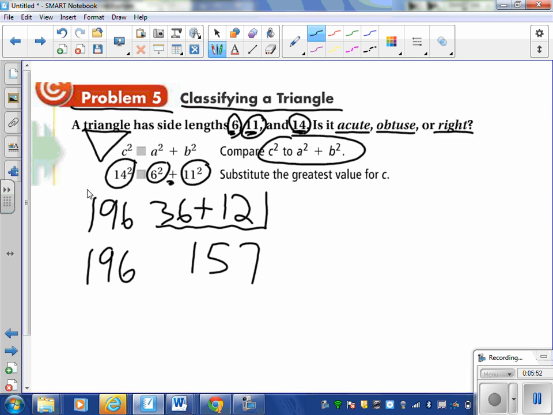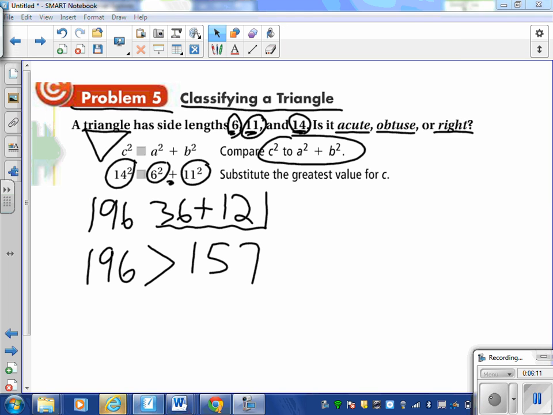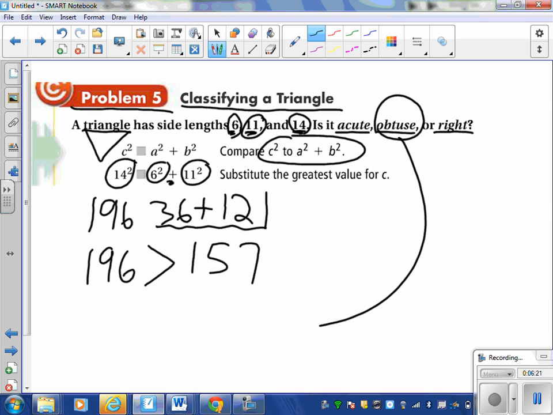Is 196 bigger than 157? Answer is yes, it is. And how do I show that? I say that 196 is greater than 157. If that is the case, what kind of triangle can I say that this is? It is an obtuse triangle because the hypotenuse is bigger than the two legs put together.